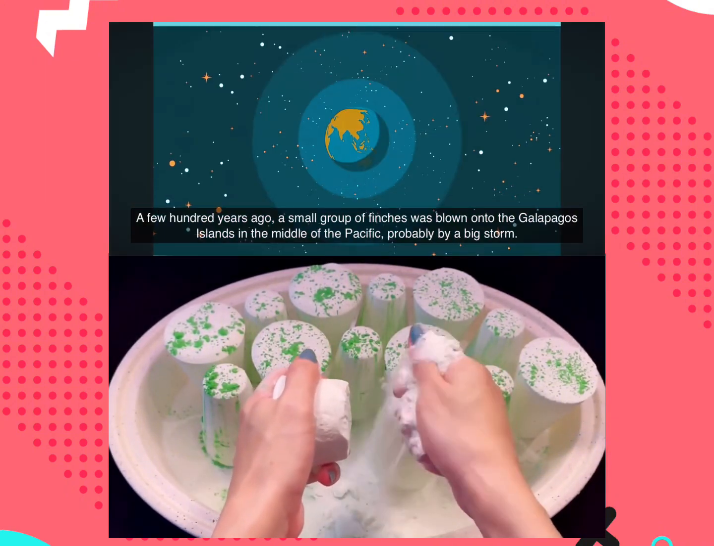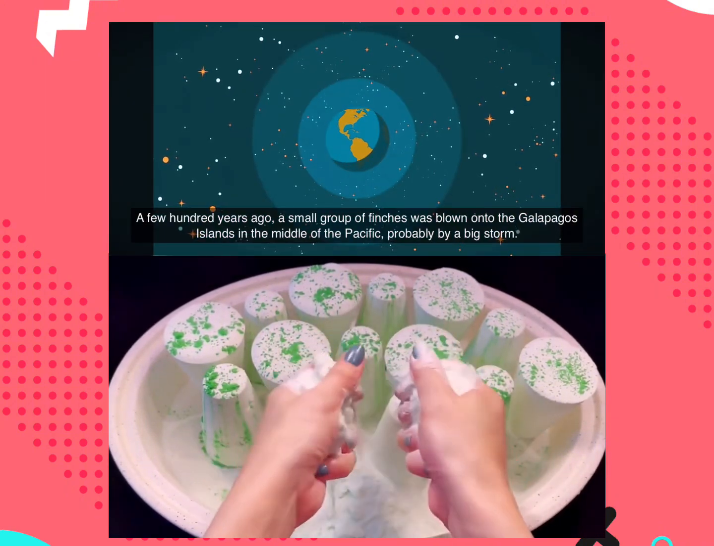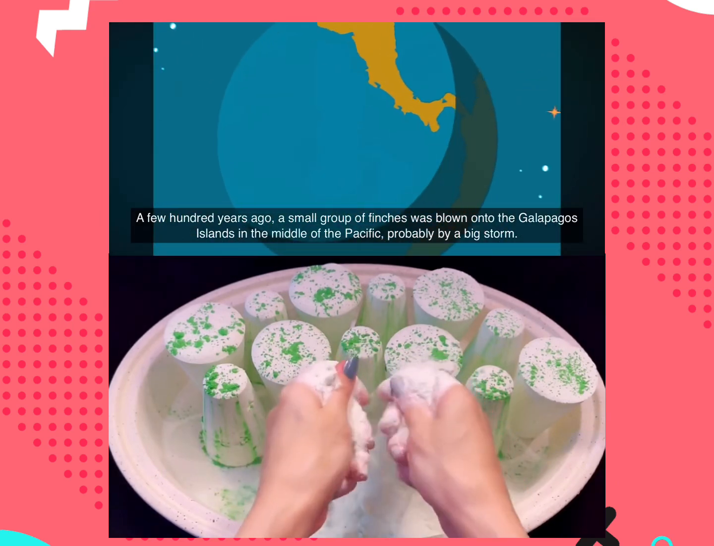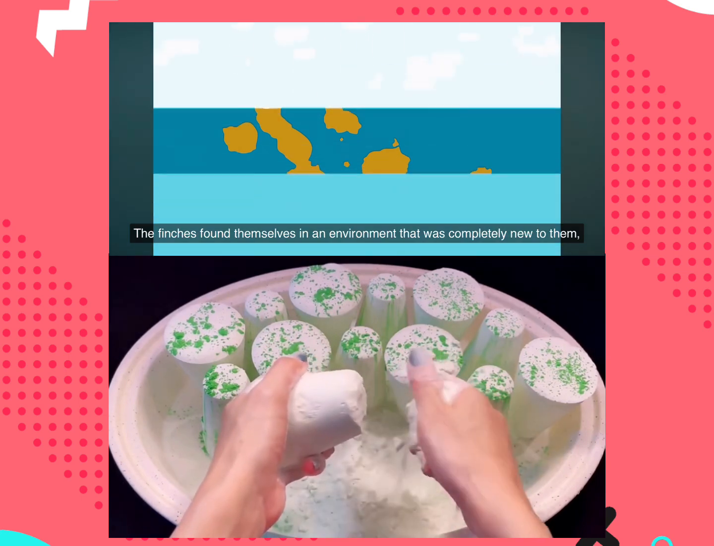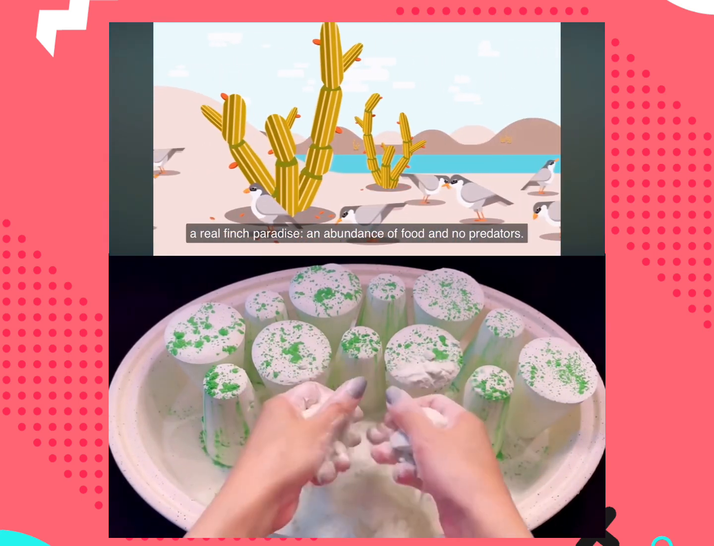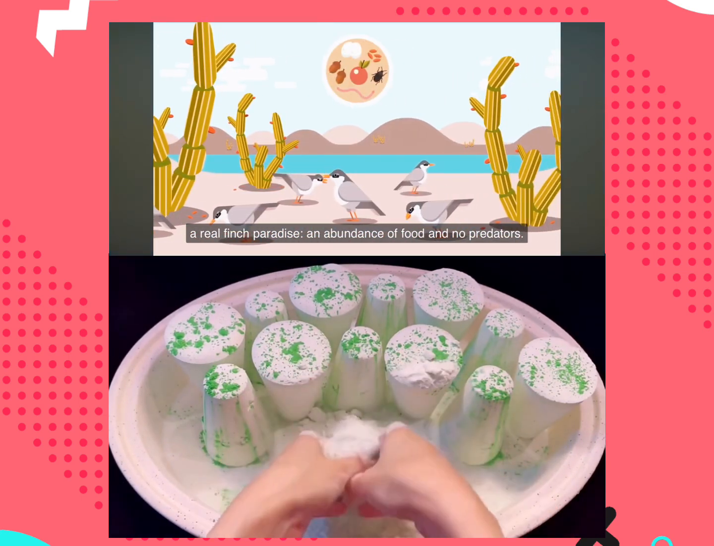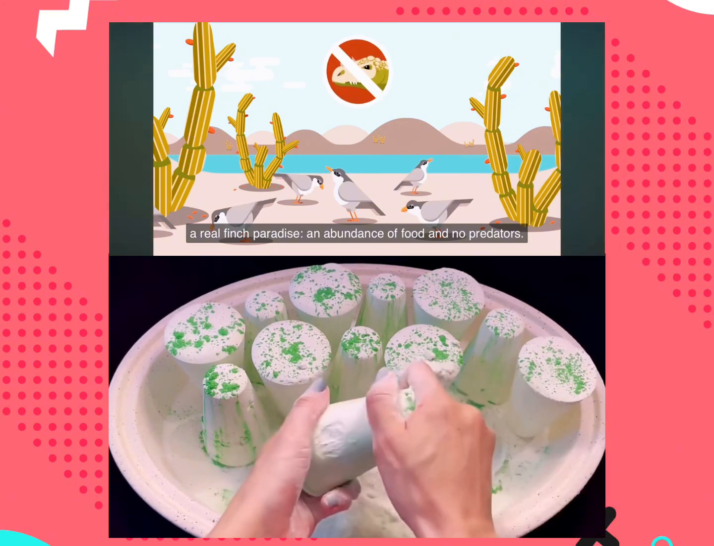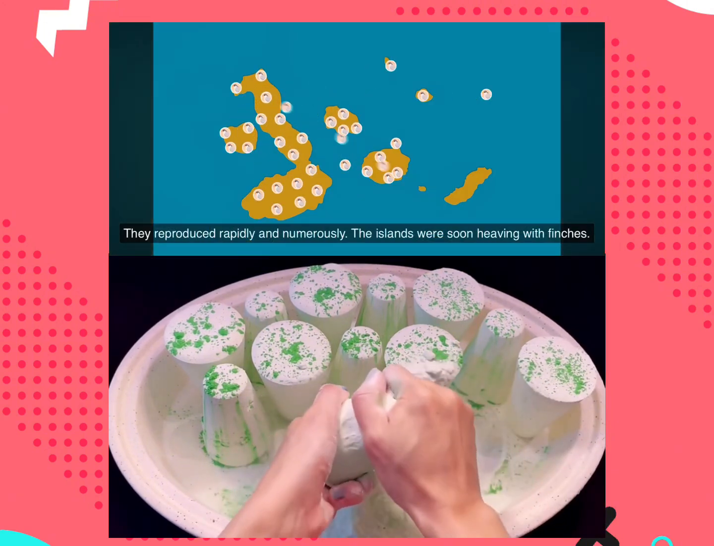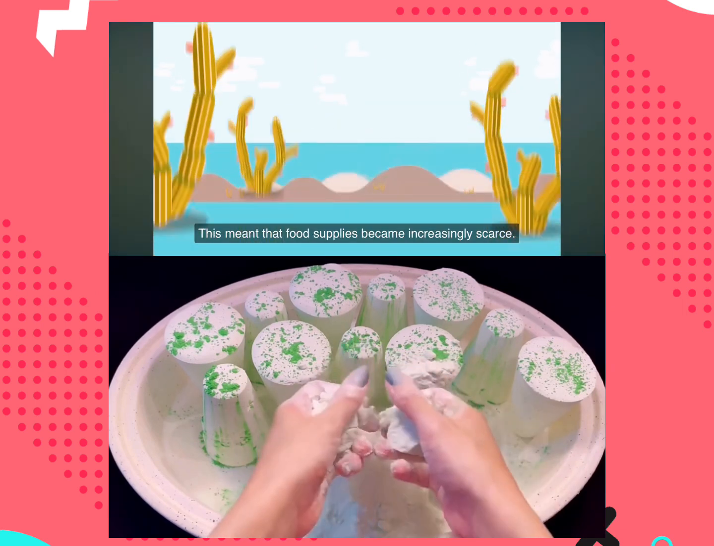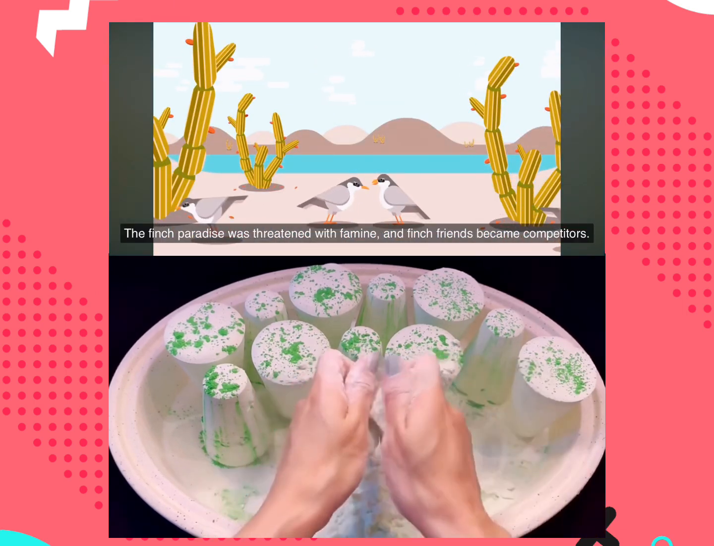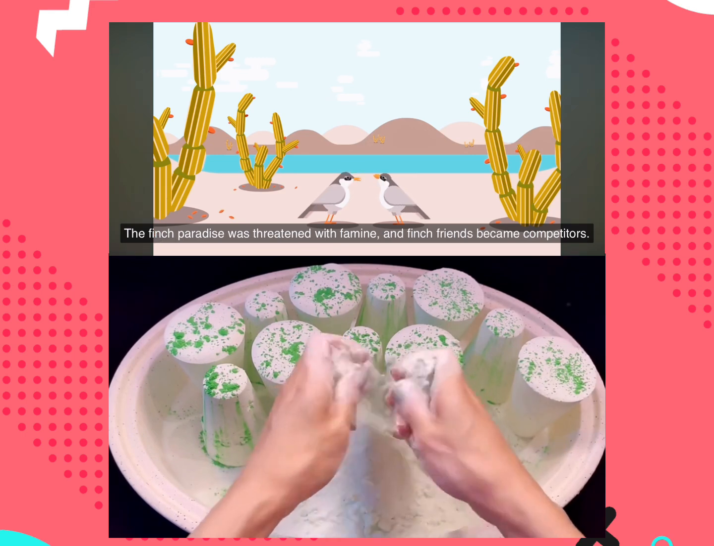A few hundred years ago, a small group of finches was blown onto the Galapagos Islands in the middle of the Pacific, probably by a big storm. The finches found themselves in an environment that was completely new to them, a real finch paradise, an abundance of food, and no predators. They reproduced rapidly and numerously. The islands were soon heaving with finches. This meant that food supplies became increasingly scarce. The finch paradise was threatened with famine, and finch friends became competitors.